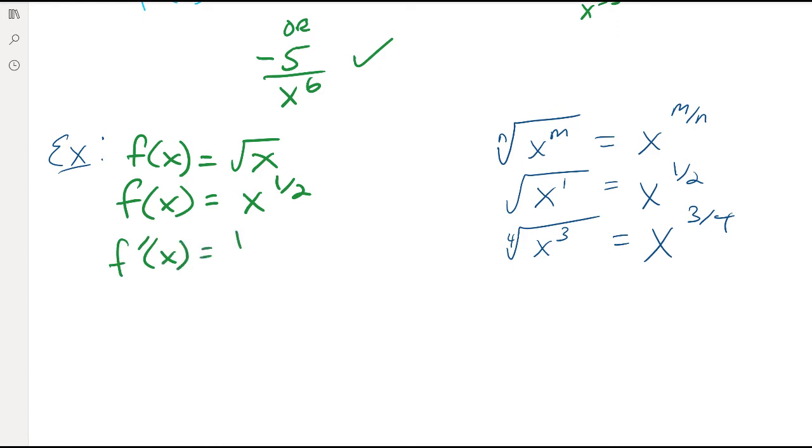The power comes out front, so 1/2 times x. And what I have to do is subtract 1 from the original power. So I'm going to come over here on the right side and do a little bit of side work.